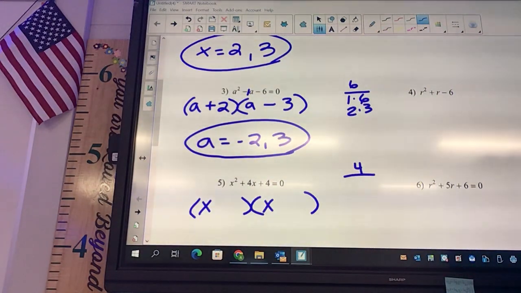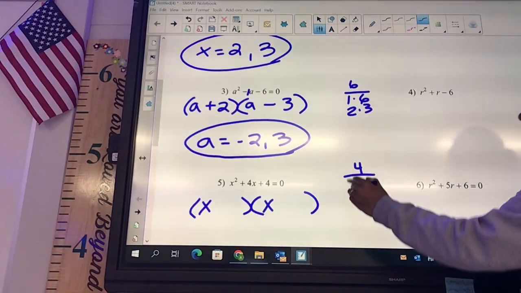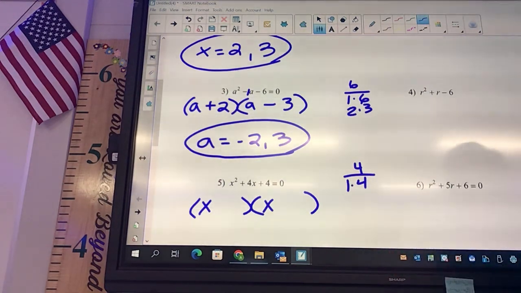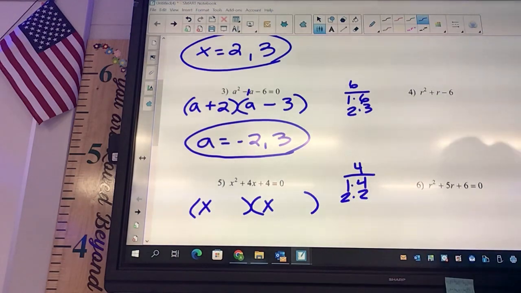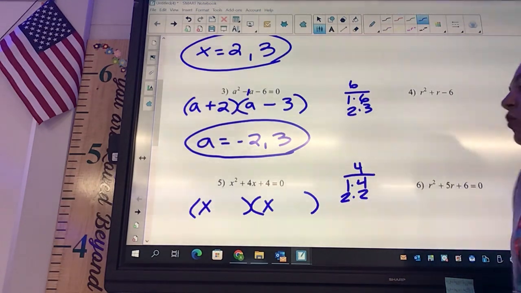Okay, and what's your first one gonna be? 1 and 4, and 2 and 2. Okay, of those, what's gonna work? 2 and 2. Why would 1 and 4 never work?